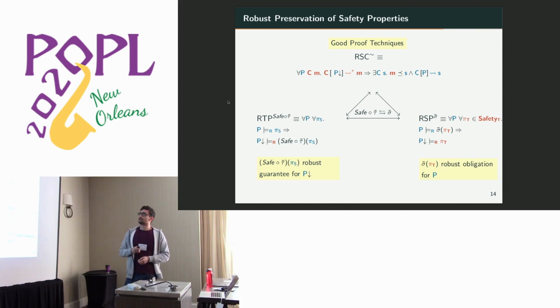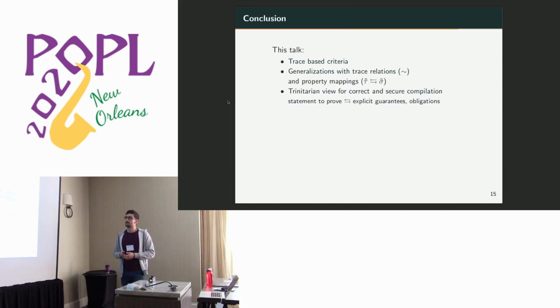So to conclude, I showed you some trace-based criteria that are parameterized by trace relations, or binary relations between traces, and or property mappings. And this gave us a better understanding of the theorem we proved, or we aim to prove, in terms of guarantees we get after compilation, or obligations we should discard on our source program to get something after compilation.